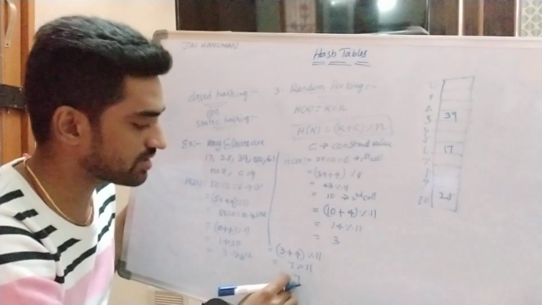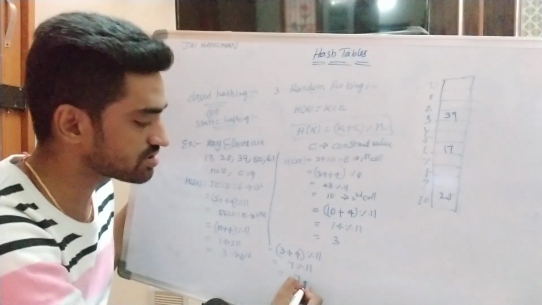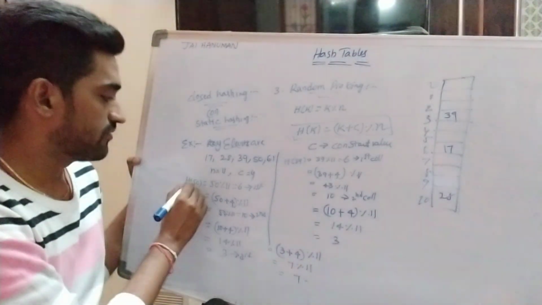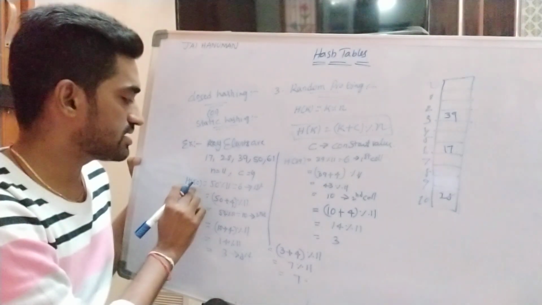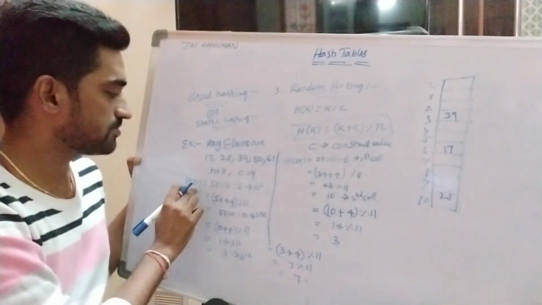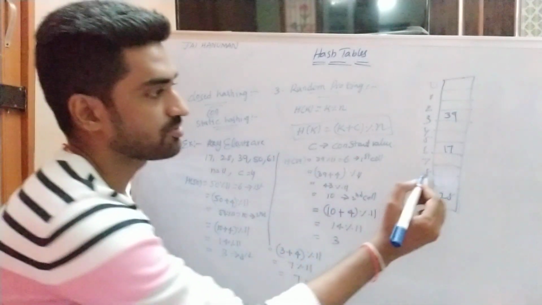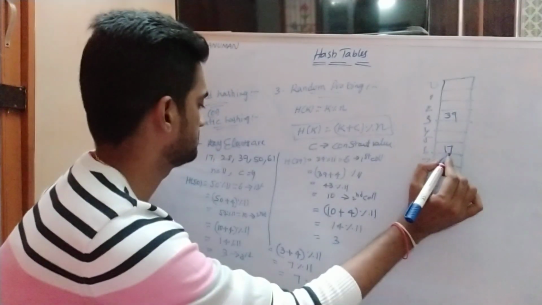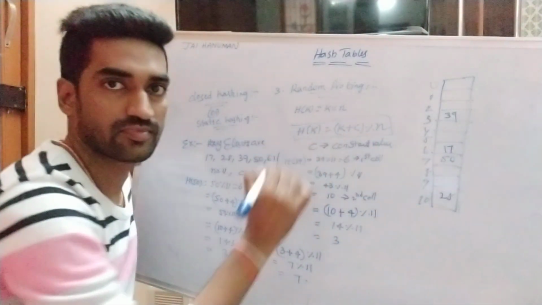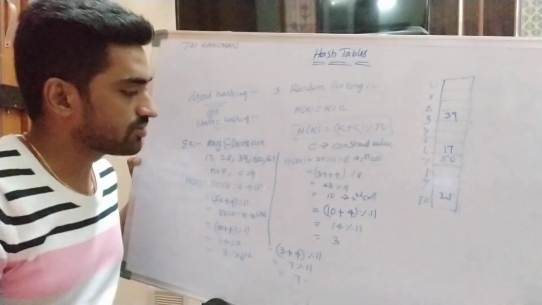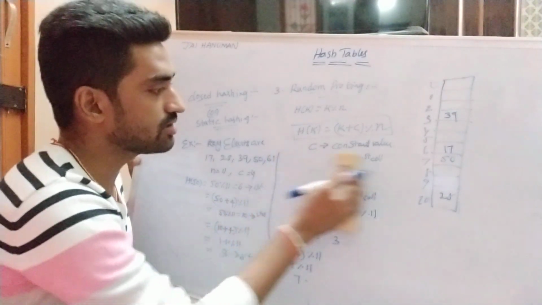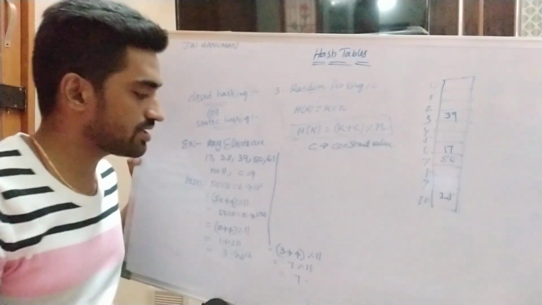So here 7. So the 7th position is a vacant position. So that's why the 50th element is inserted at which position? 7th position. 50. Right? Then we are taking the next key value. What is the next key value?